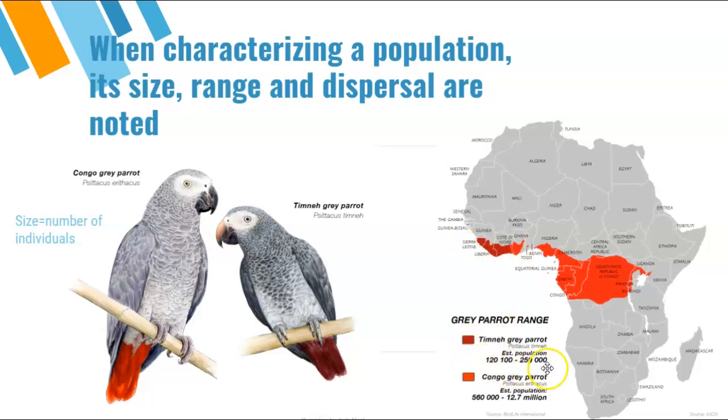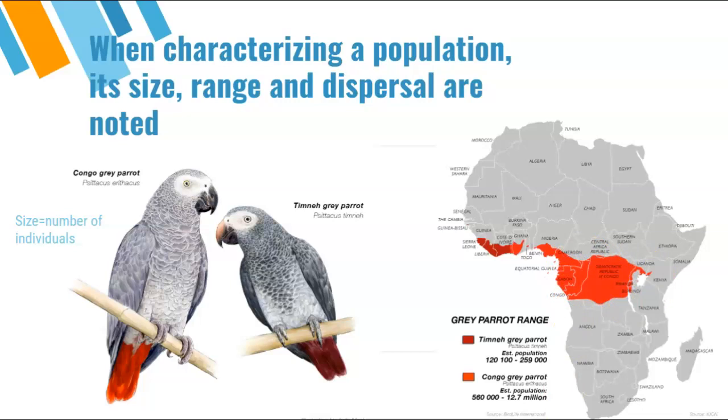We're told that the size is, well, that's a pretty big estimated population, huh? Anywhere between 120 and 260,000. And here's their range, found in these parts of these countries. For the Congo gray parrot, the population could be anywhere from 500,000 up to 12.7 million. That's quite a range of numbers, but the actual range of where it lives is all this part in the lighter red. So these parts of these countries would be their range. The size is just how many. The range is literally where they live.